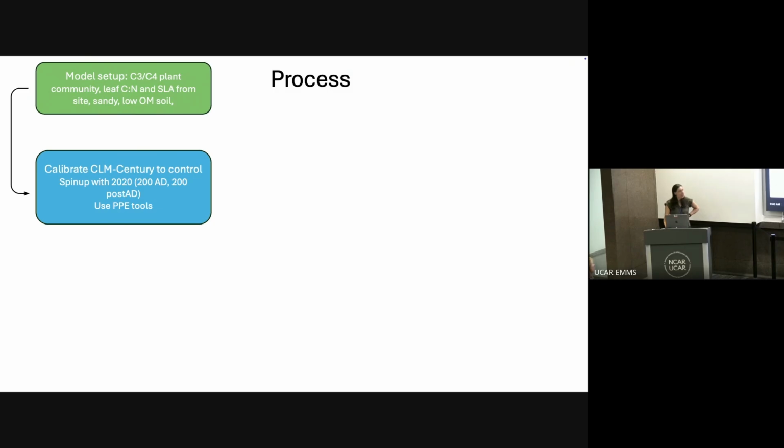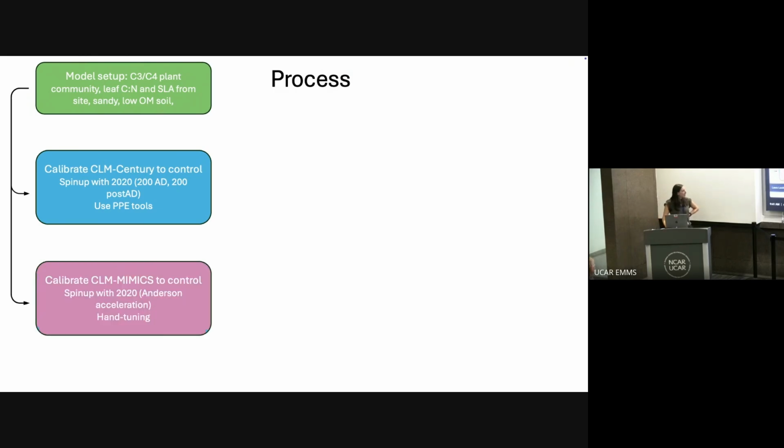Okay, so what do we do? We set up the model to look like the site. We have a mix of C3 and C4 plants. We use leaf C:N and SLA from the site. And this is a super sandy site with low organic matter, so we change the soil to look like that. Then we calibrate CLM Century to the control. We spin up with just 2020, because MIMICS only needs one year of spin-up. We tested that and made sure it looked okay. We do 200 years of AD and post-AD, and then we're using PPE tools that Linnea helped me modify for our site.